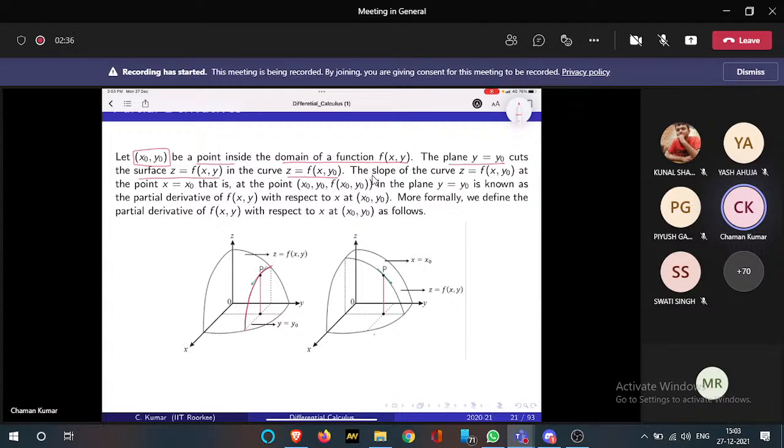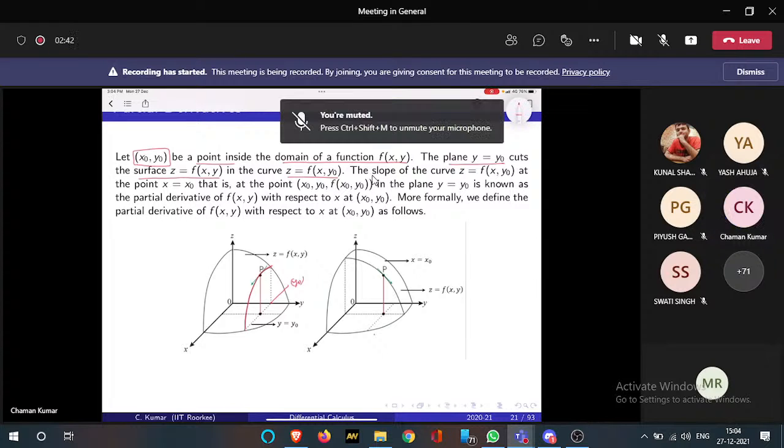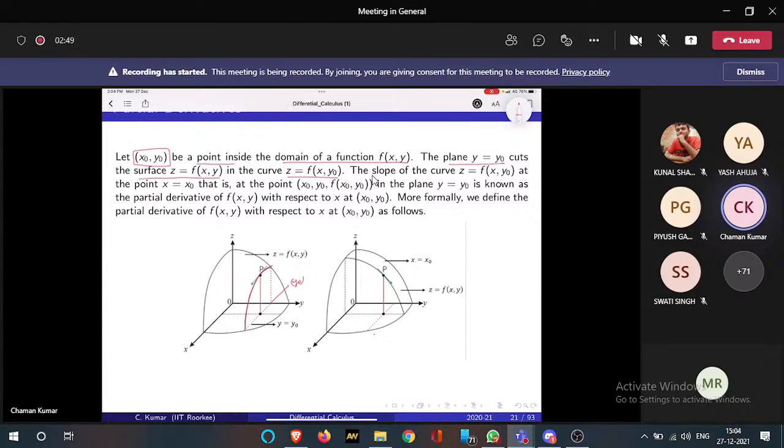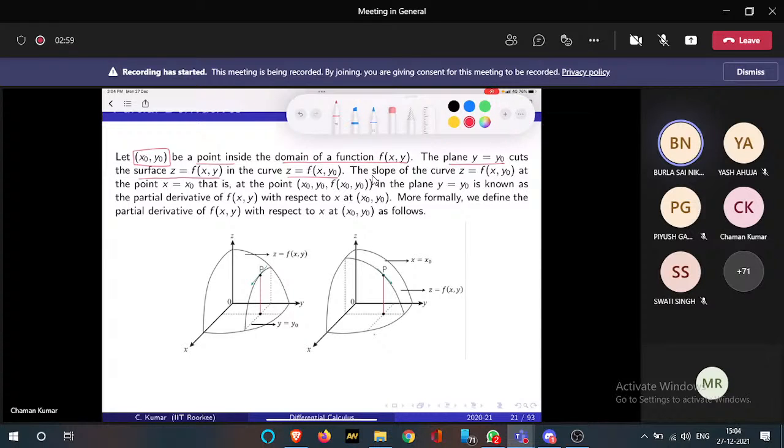Okay, so you have y is equal to y naught here, and corresponding to this, you erect a plane at this point, and this plane will cut the surface in a curve. So you get this curve. Fine. Now the slope of the curve.